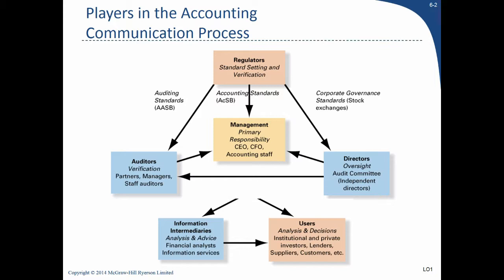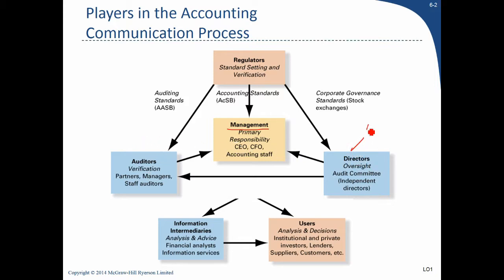So we have management. This is management of ePhone, okay? The CEO, the CFO, the accounting staff. They have primary responsibility for preparing the financial statements. They're the ones who say, here's our revenue, here's our accounts payable, here's our cash, here's our balance sheet, statement of income, statement of cash flows, here's how our numbers look. And there's a lot of people who care about these numbers, right?